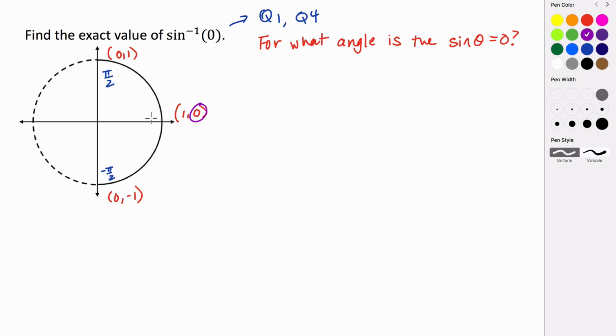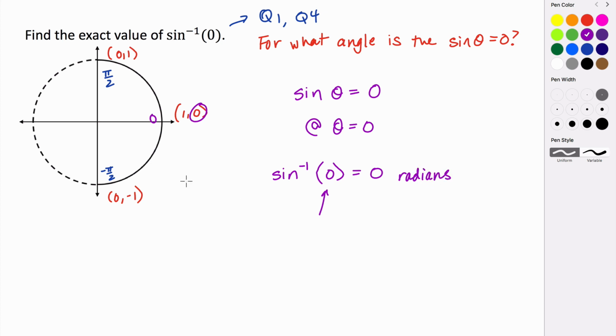Well, that happens here at 0 radians. So the sine of theta is equal to 0 when theta is 0 radians. So that just means that the inverse sine of 0 is 0. So this is the value from the unit circle, and then this is our angle measure, so 0 radians. So that's how you would evaluate an inverse sine function.